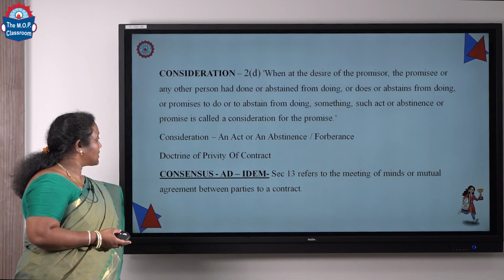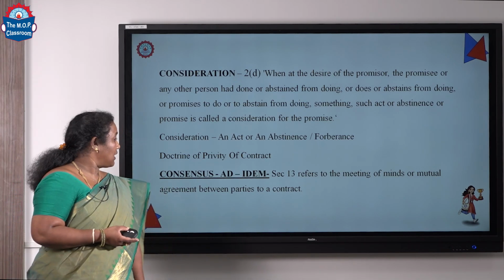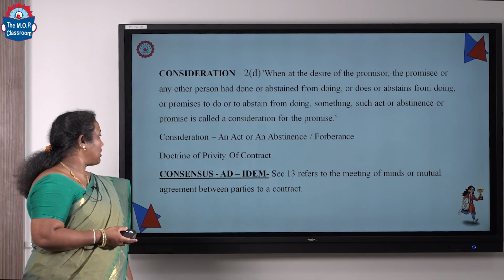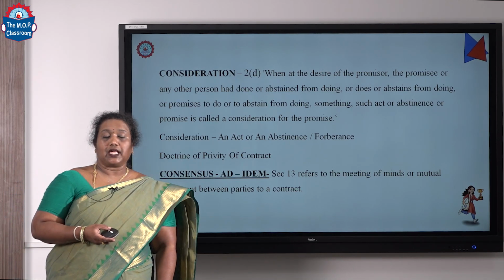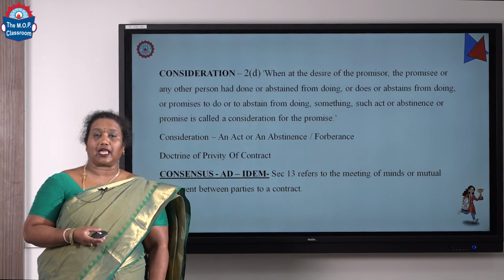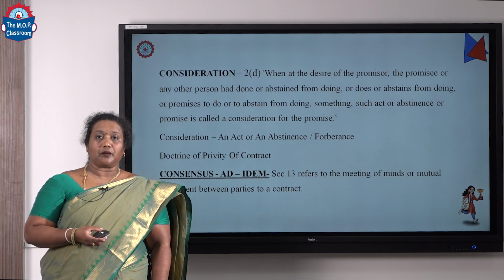Now, let's go on to the next concept. Consensus ad idem under Section 13 refers to meeting of the minds or mutual agreement between parties to a contract. Let me give you an example here. There are two parties to a contract, A and B. A is the seller, B is the buyer.